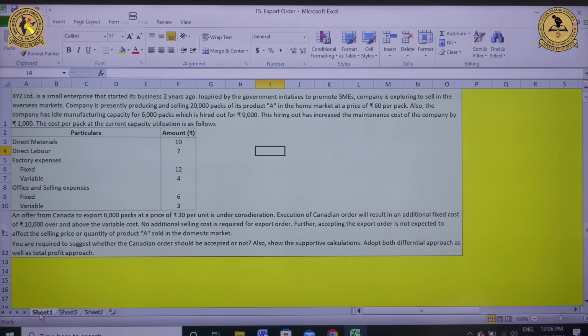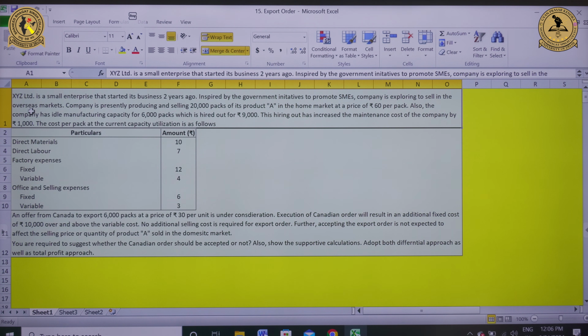Myself, Dr. Rishabh Gupta, and in today's session, we will be solving export or special order related problems using differential and total profit approach in MS Excel. So here we begin. XYZ Limited is a small enterprise that started its business 2 years ago.